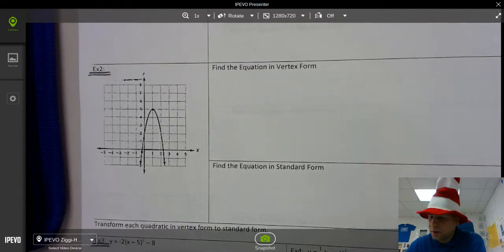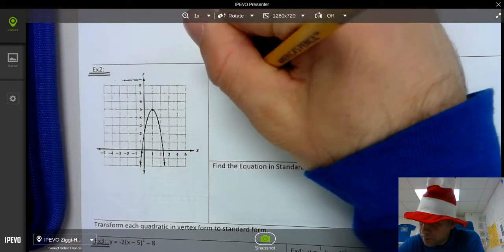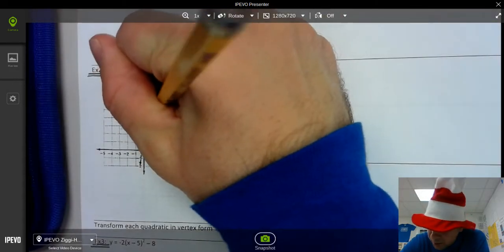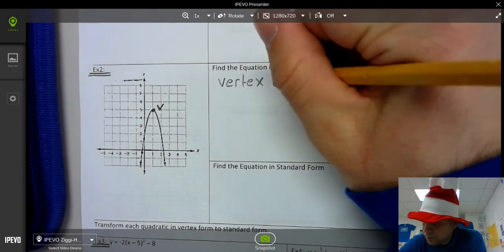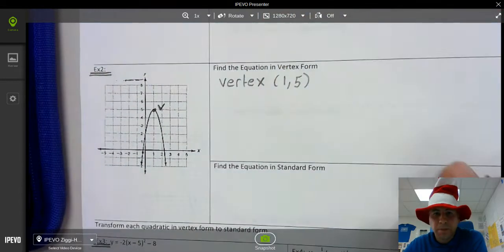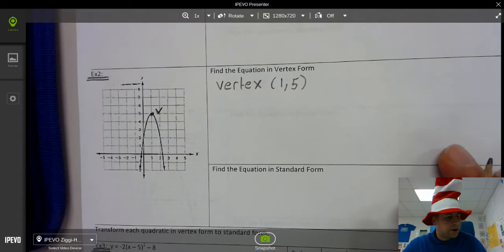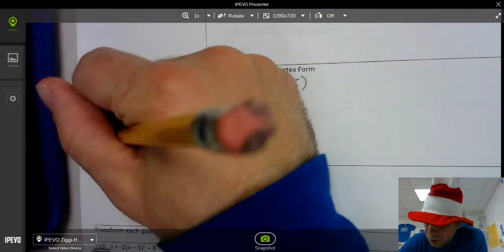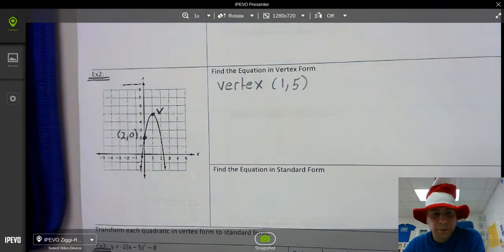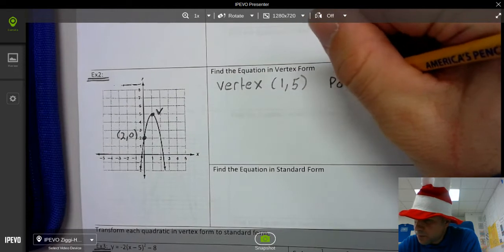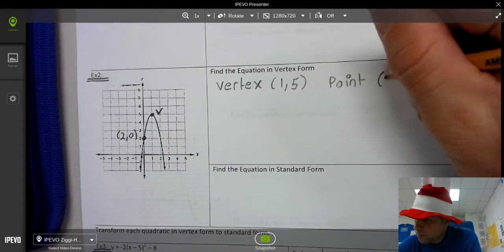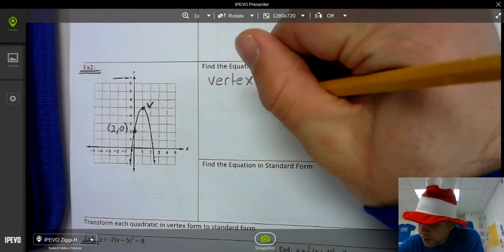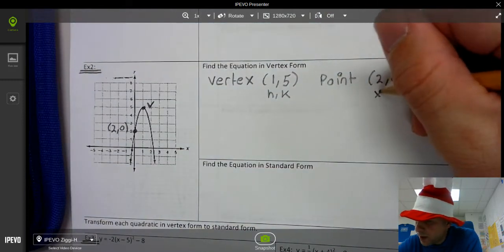So step 1, let's identify the vertex. The vertex is right here. So the vertex is (1, 5). And then step 2 is find a point on the parabola. It looks like that's a point there, so we can use (2, 0). Remember, vertex is (h, k), and the point is (x, y).